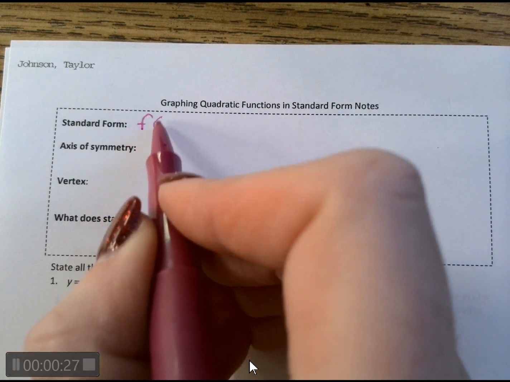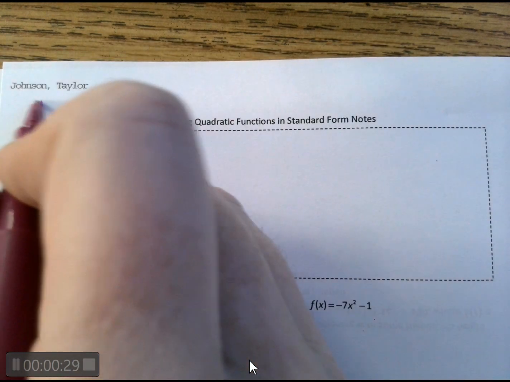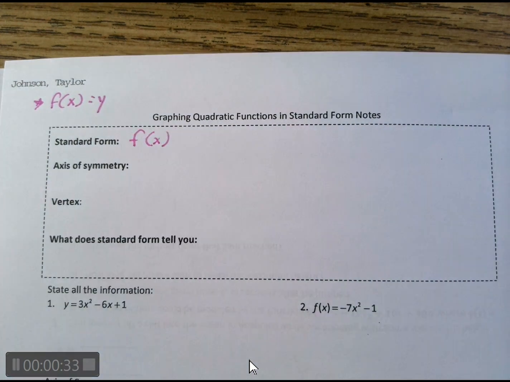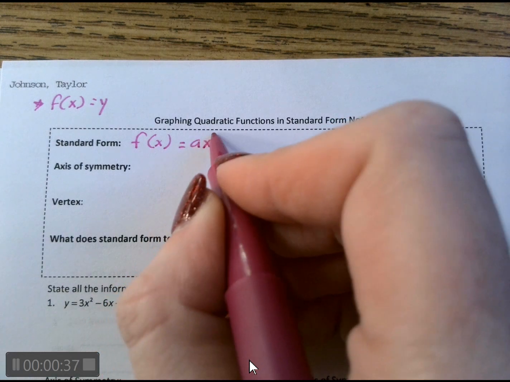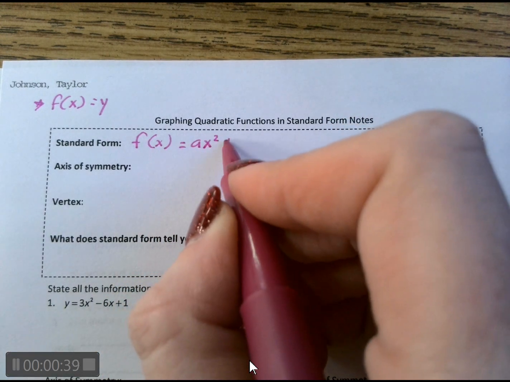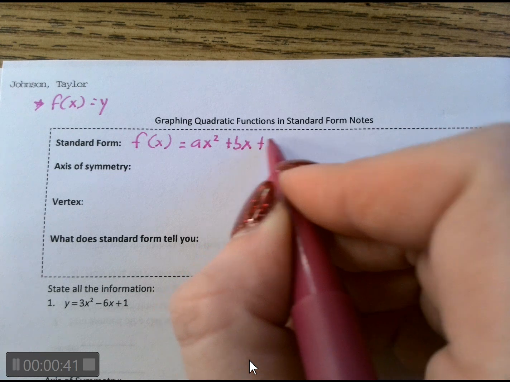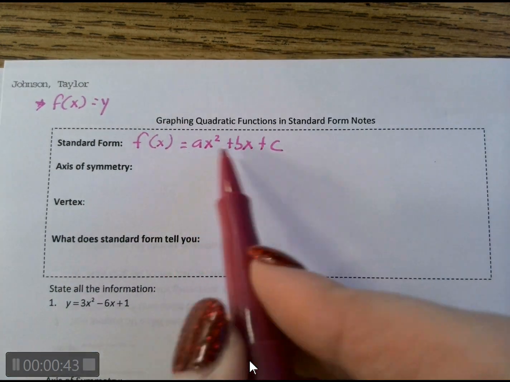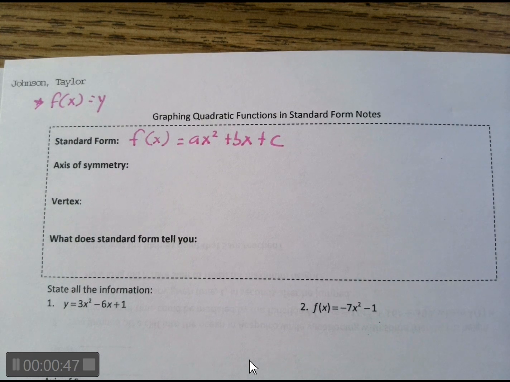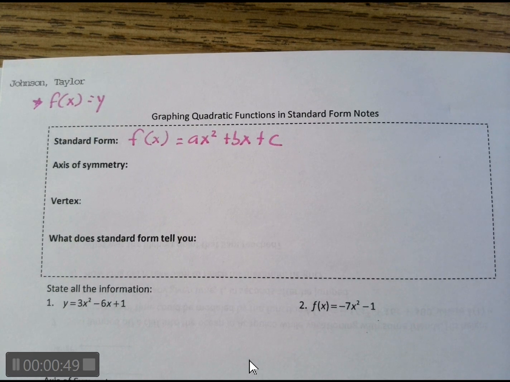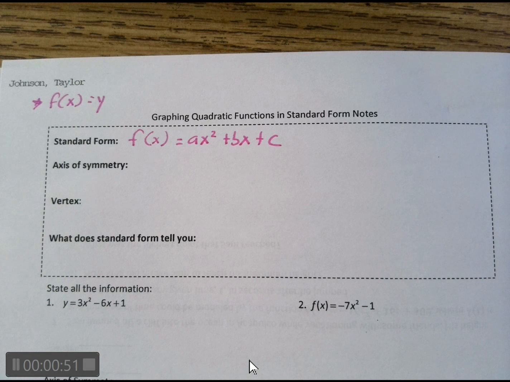And standard form is f of x, and remember that f of x just means y, okay? So f of x would equal ax squared plus bx plus c, where the a, the b, and the c are all different numbers, all right? So that's going to be our most common form of a quadratic equation.